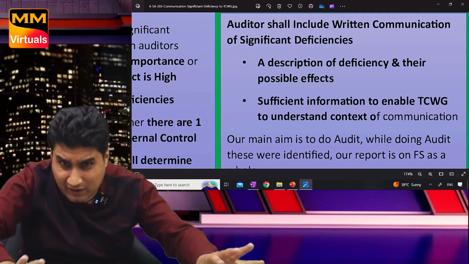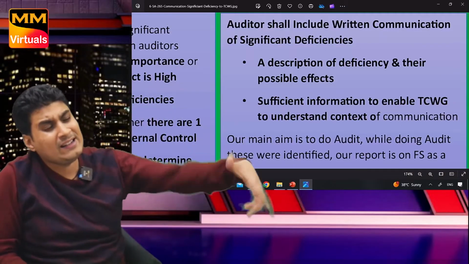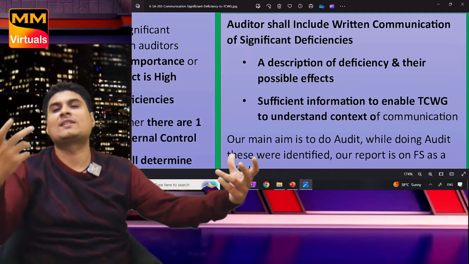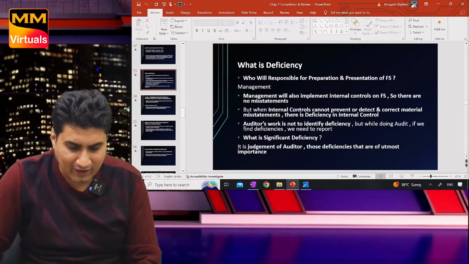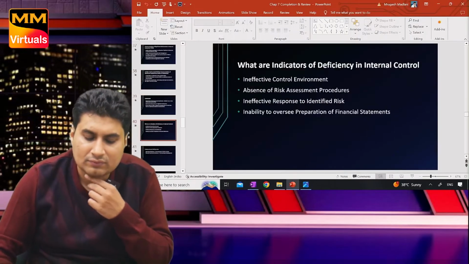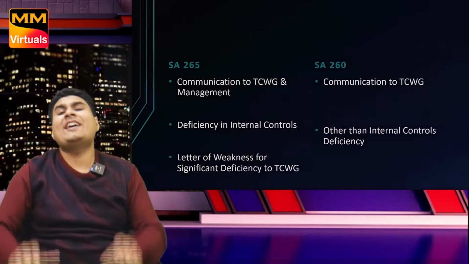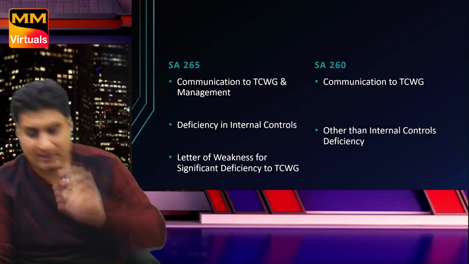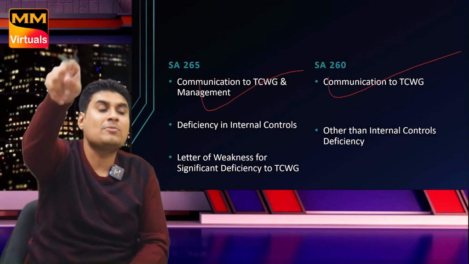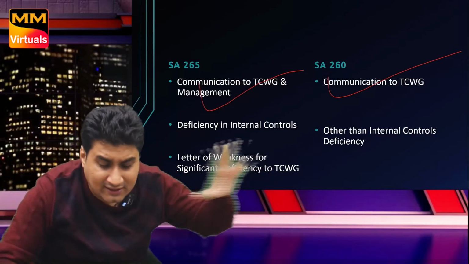Description of deficiency, their possible effect, and sufficient information to enable TCWG to understand the context, how this deficiency has occurred. Okay, nothing great. Now, last thing we can read here is this. It will make you more proper. See, 265 is what? Communicating to both TCWG and management. 260 is only communicating to TCWG. 265 is only deficiency in internal control.